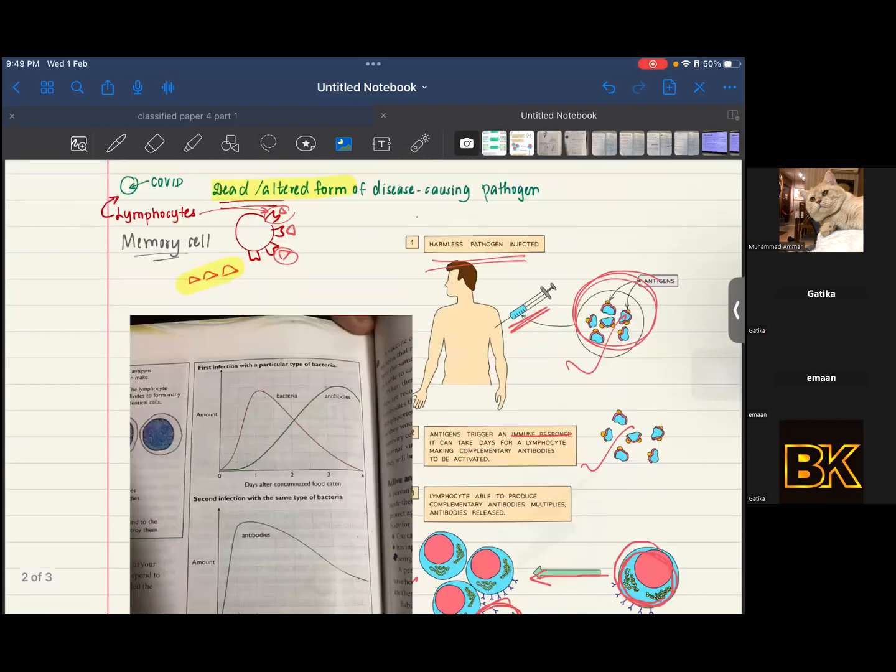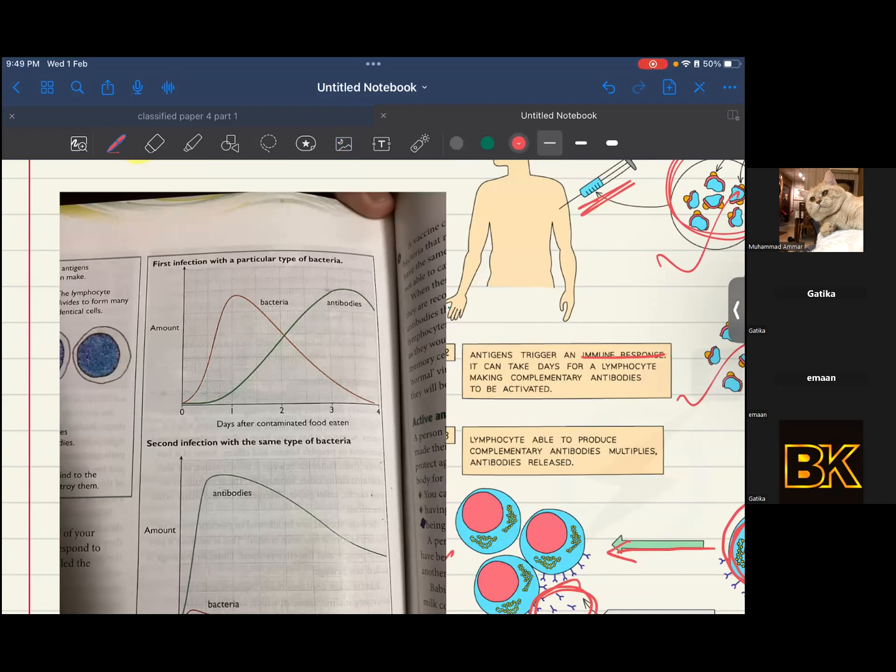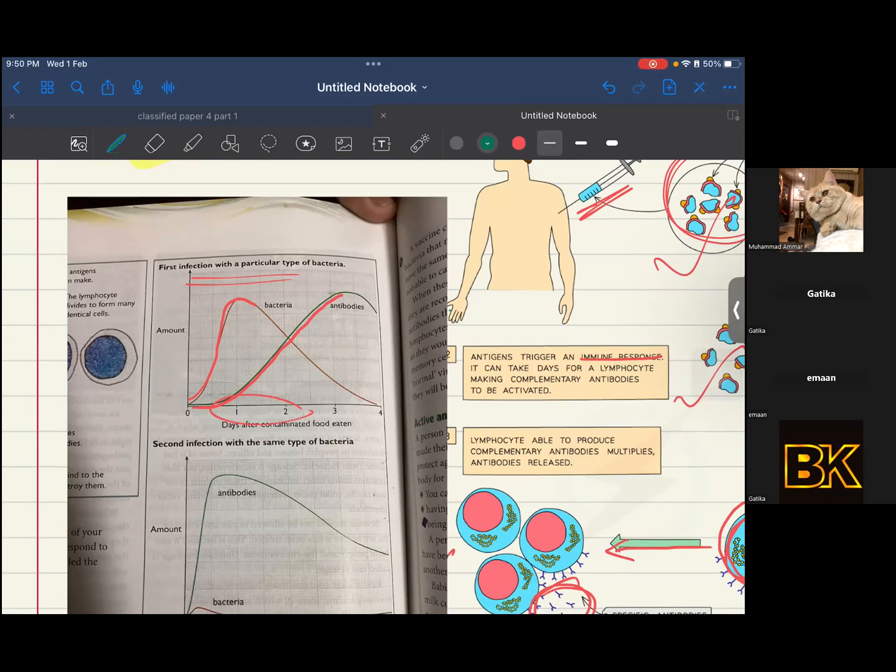Okay. So if I look at this graph, this is a first infection with a particular type of bacteria. We can see that the amount of bacteria is increasing rapidly. Let's not look at this section, let's just look at this section. This is the first infection, the first time my body has even seen this bacteria. So we can see that it takes a sufficient amount of time before my antibodies start to increase. Let's say it's 2 days in this case, but it depends on different bacteria, different pathogens. After 2 days, when the antibodies have increased, the bacteria has basically gone down right here. But we can see that it took time.